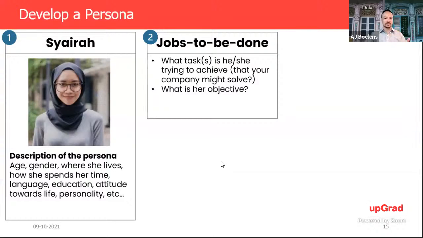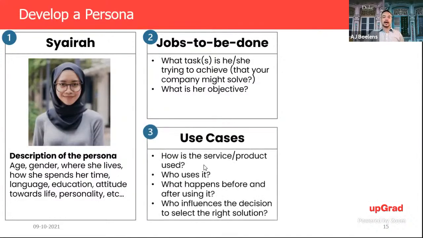What are her objectives? And I really like to include jobs to do. What are the jobs to do, the needs that she needs to have addressed? What are some use cases? Can you give me some examples of when she would be interacting with our product or service, either before she interacts or what would happen afterwards? You kind of want to understand her life a little bit.